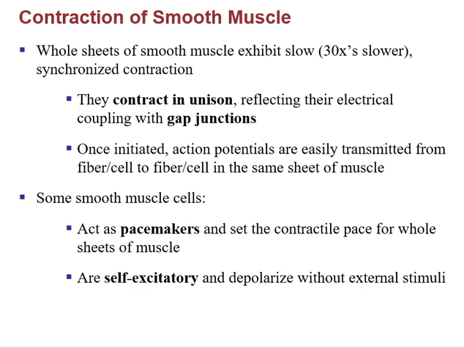When we're talking about smooth muscle as an organ, it's whole sheets of smooth muscle that exhibit contraction. It's a lot slower than skeletal muscle, but these sheets do contract in unison because there are gap junctions between adjacent smooth muscle cells, which allows for very quick communication between cells. Once contraction in a sheet is initiated, the action potentials are easily transmitted from one cell to another. Some smooth muscle cells act as pacemakers and can set their own contractile pace for whole sheets of smooth muscle. So they share that self-excitatory automaticity that we see in some cardiac muscle cells, and they're able to depolarize without external stimuli.